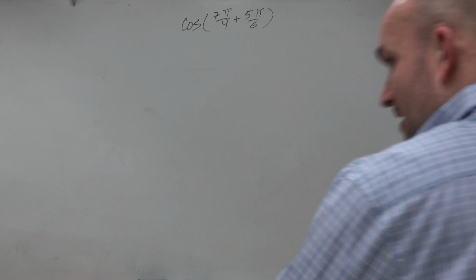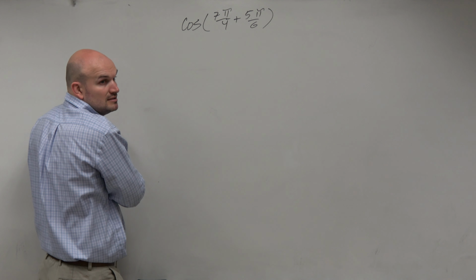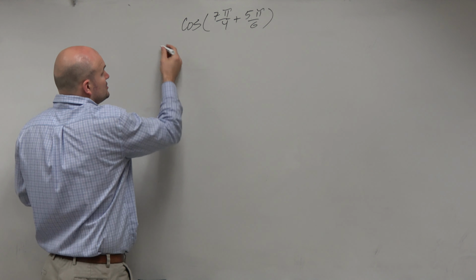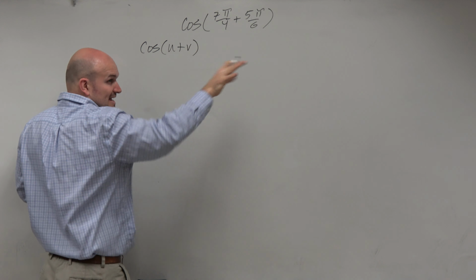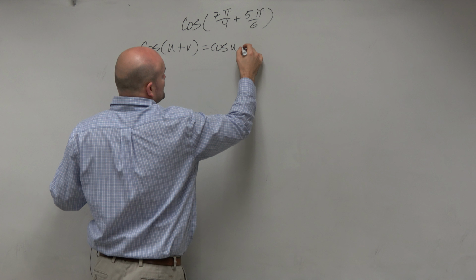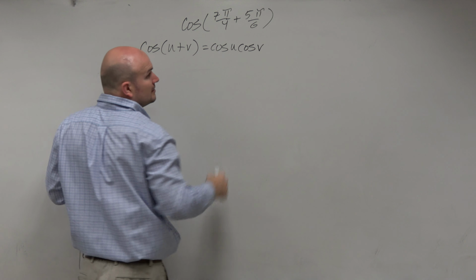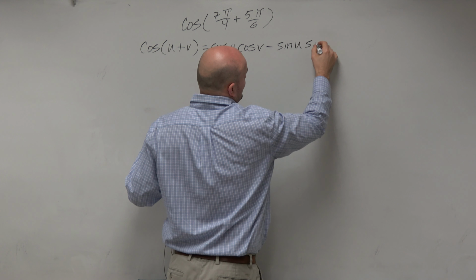Which obviously you don't need to, but I'm going to rewrite the formula, which is on the board. You guys can see I'm adding two angles, correct? These are like your u and your v. So basically, the sum of two angles, based on the formula that's written on the board, is cosine of u times cosine of v, and then it's minus sine of u times sine of v.